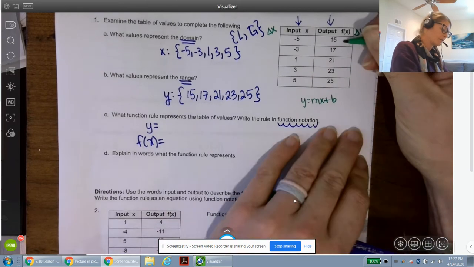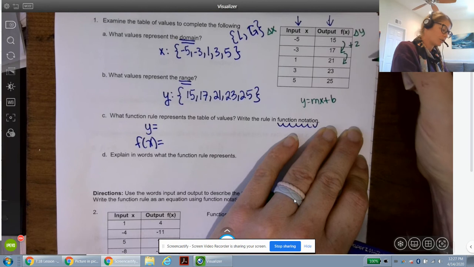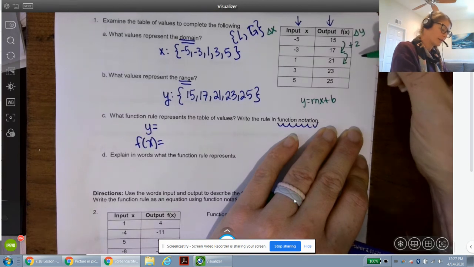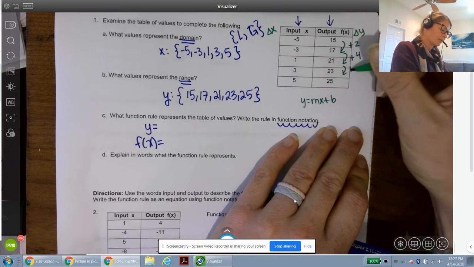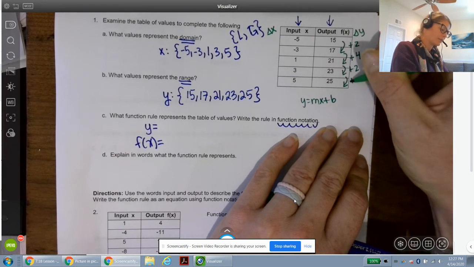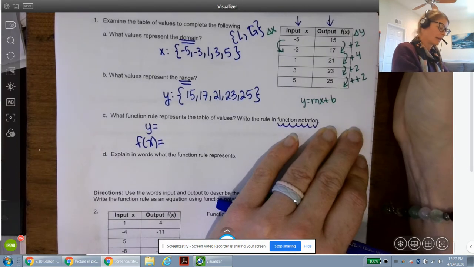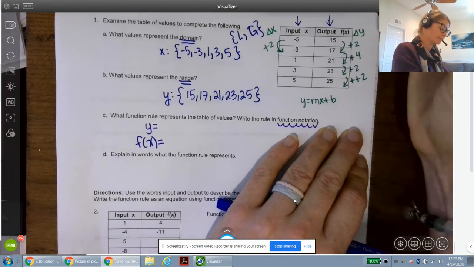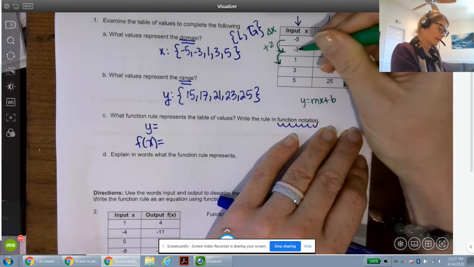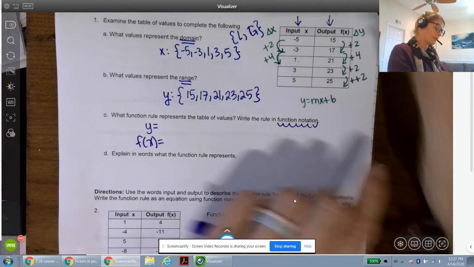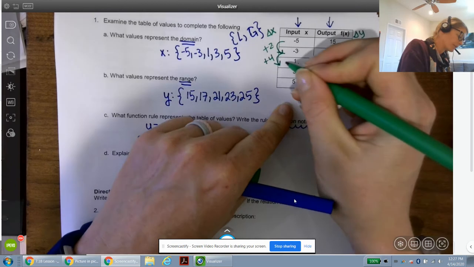So from here, if I went from 15 to 17, that's adding 2. 17 to 21, that's adding 4. 21 to 23, that's adding 2. And 23 to 25, that's adding 2. So let's see, if I went from -5 to -3, I'd add 2. 2 over 2 is 1. -3 to 1, I'd add 4. 4 over 4 is also 1. Looks like we might have a linear relationship here.